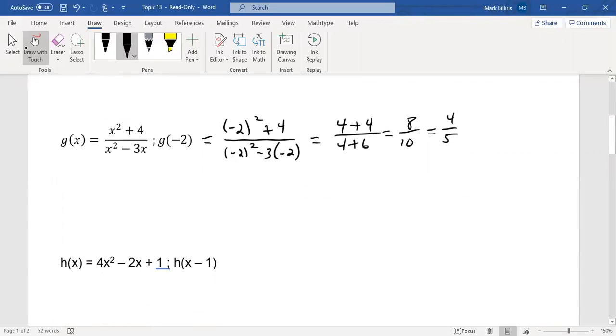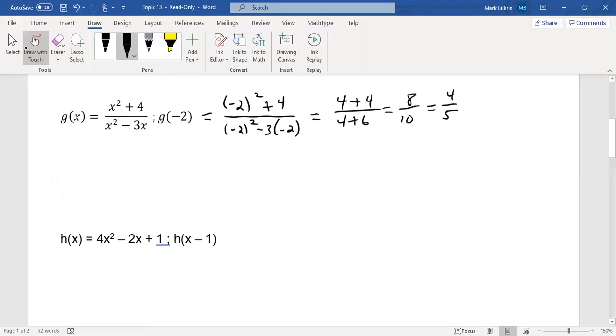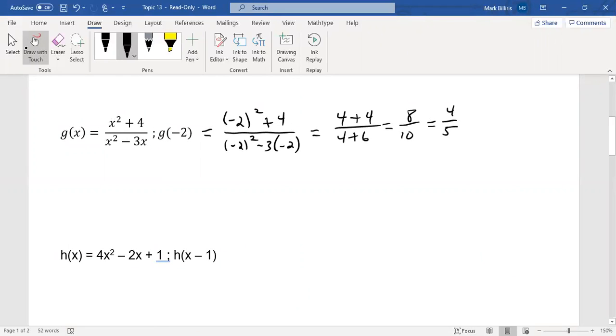Our next example, we're going to be replacing a binomial in for x, so we have to be very careful on how we go about evaluating. So again, same process. h of x equals 4x squared minus 2x plus 1, and we're asked to evaluate h of x minus 1. So h of x minus 1 tells us to replace every instance of x with x minus 1. So we have 4, in place of x, we have x minus 1. Don't forget the squared. Minus 2, instead of x, we put in x minus 1. And then we still have our plus 1 at the end.